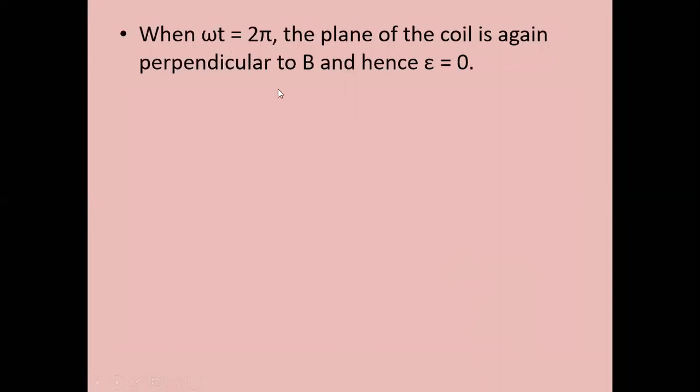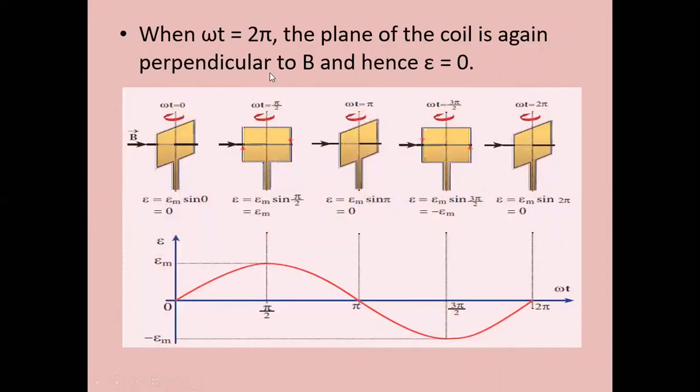Okay. The next case, we are taking 2π. Now one full rotation is over, 360 degrees. The plane of the coil is again perpendicular to B. So epsilon is equal to epsilon m into sin 2π. Sin 2π is 0. So epsilon is equal to 0. So at ωt equal to 2π, you are getting a 0 value for EMF. So now you have got a graph for one full rotation of the coil through 360 degrees.